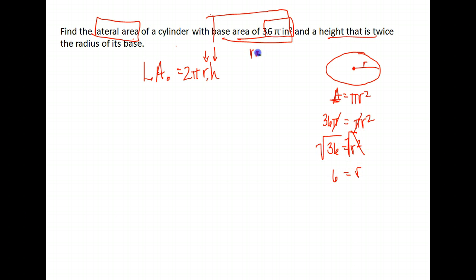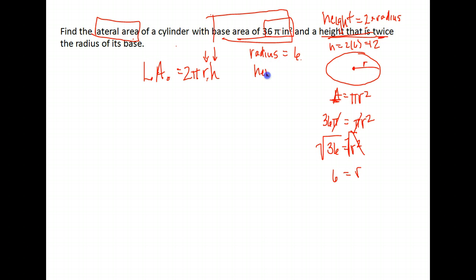Okay, I have one thing that I needed. I need the radius and the height. The radius is 6. Now let's take a look at the height. The height is twice the radius of the base. Okay, so the height twice means 2 times the size of. The height is 2 times the radius. Okay, well, we just found out our radius was 6, so we can put that right in there, and we know our height is 2 times 6, or 12.